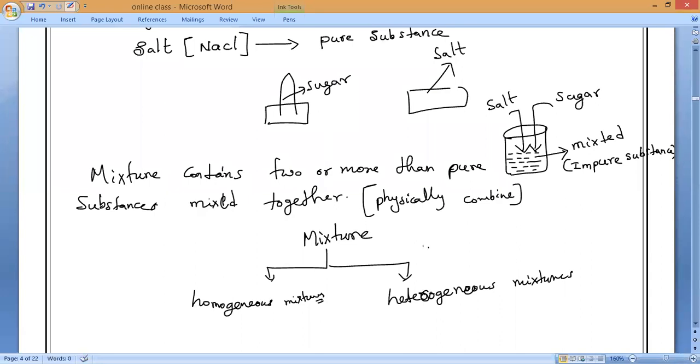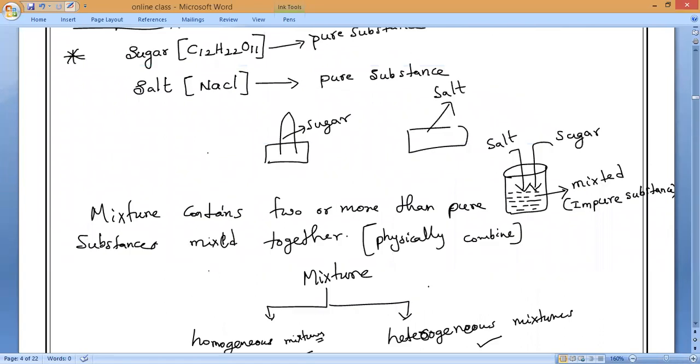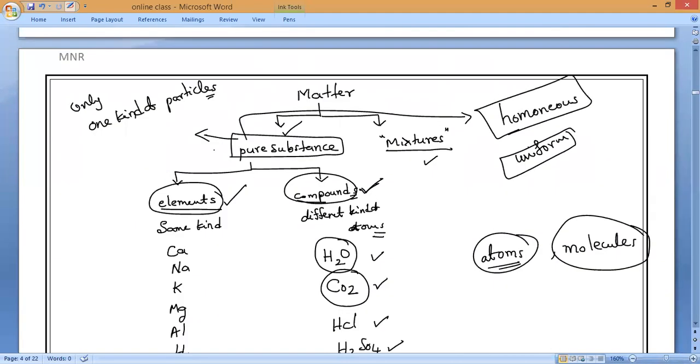So mixtures, based upon the distribution, we can classify into two ways. What are the types of mixtures, everybody? Homogeneous mixture, heterogeneous mixture. Now I want to ask you one more question. Try to answer, everybody. As we know, every matter is made up of particles. What are those particles, Hari? Atoms, or we can say what? Molecules. Yes or no? So every matter is made up of particles, that is, atoms or molecules.